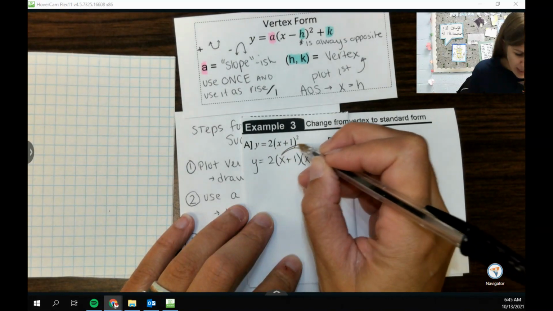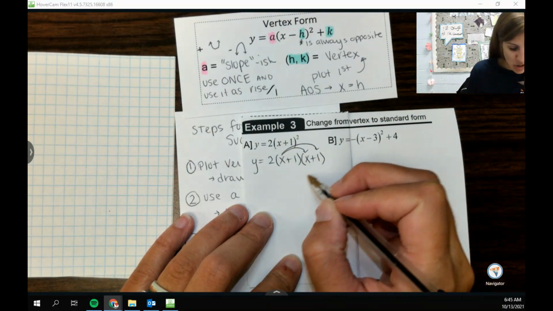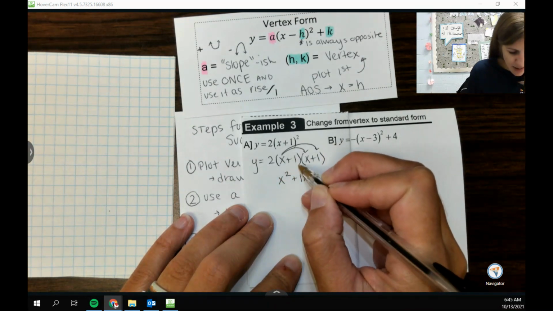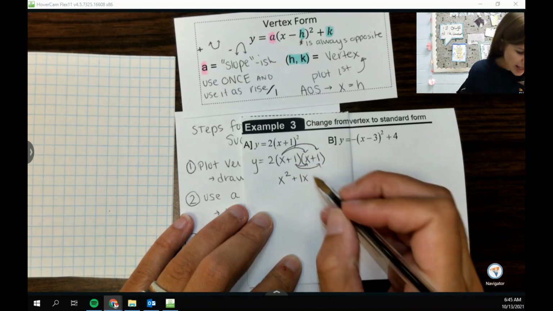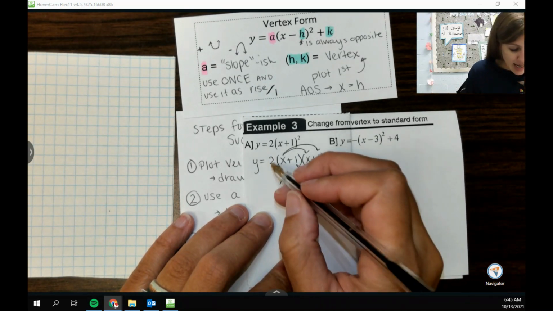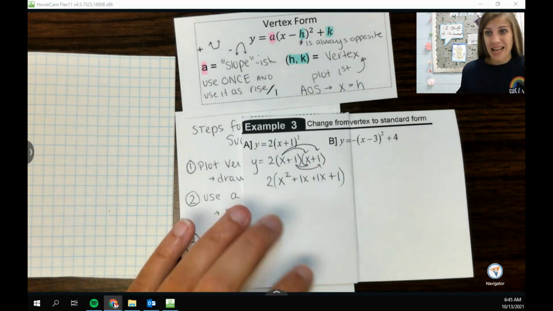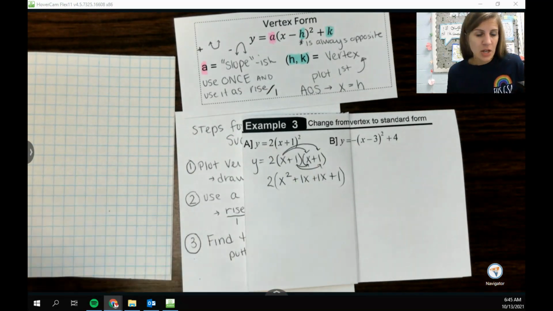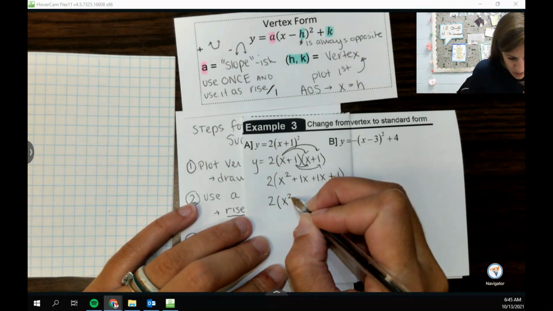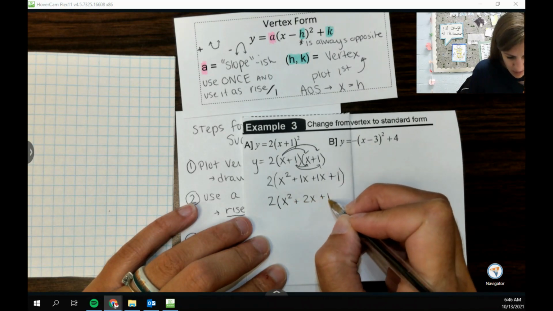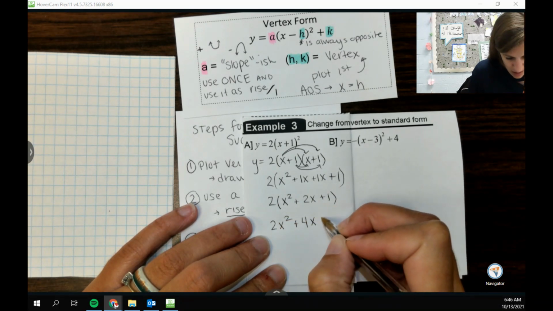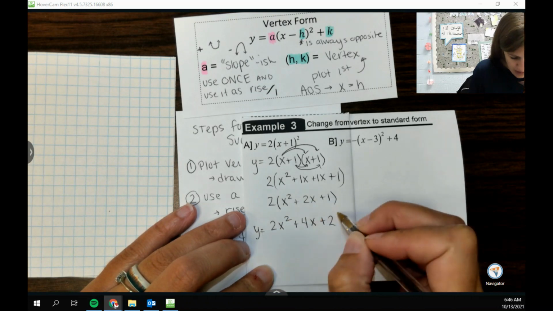I'm going to just distribute twice. So I'm going to take the x and multiply it to each of these. So x times x is x squared, x times 1 is 1x. Then I'm going to take the 1 and multiply it to each of those as well. So 1 times x is 1x, 1 times 1 is 1. Now I haven't done anything with the 2 yet because that's also being multiplied, and I can really only multiply two numbers at a time. So I'll bring the 2 down, and now in my parentheses I'm going to combine some like terms. So I'll have 2x plus 1, and now I'll distribute the 2. So 2x squared plus 4x plus 2 is in standard form.